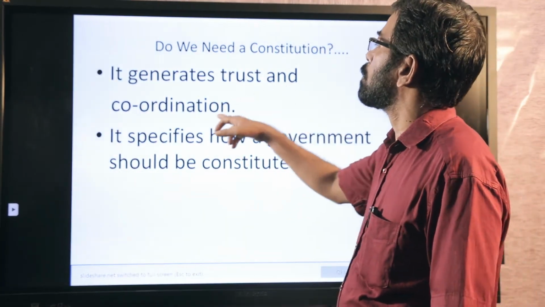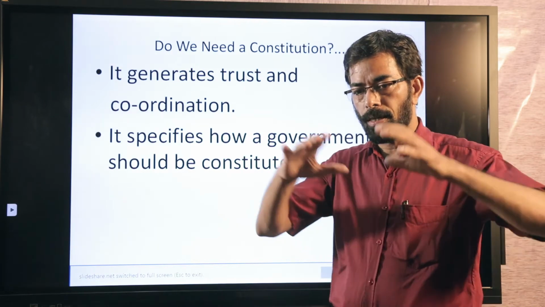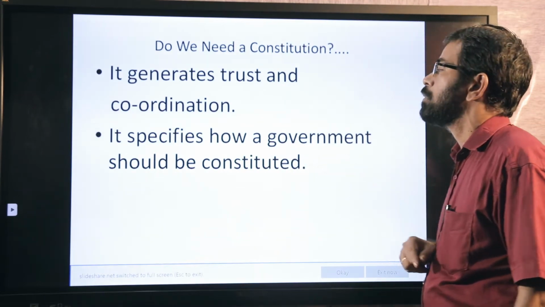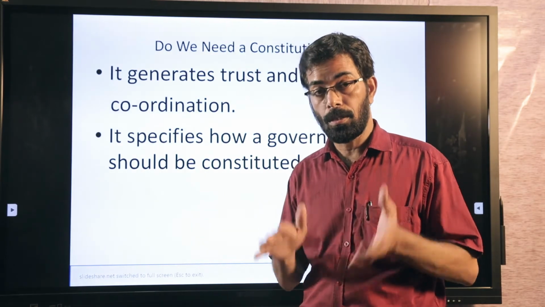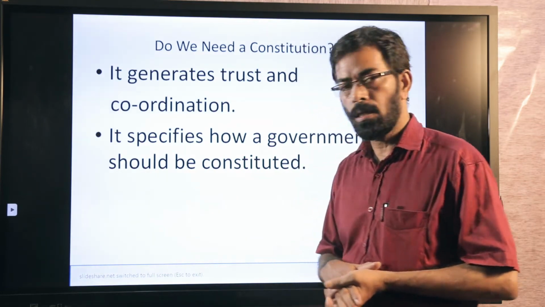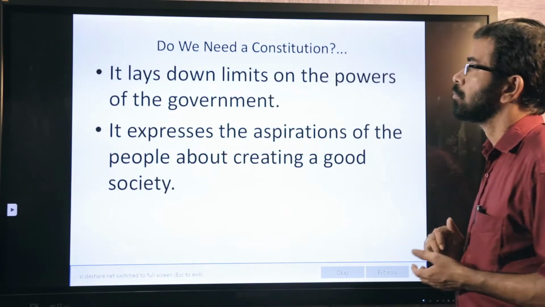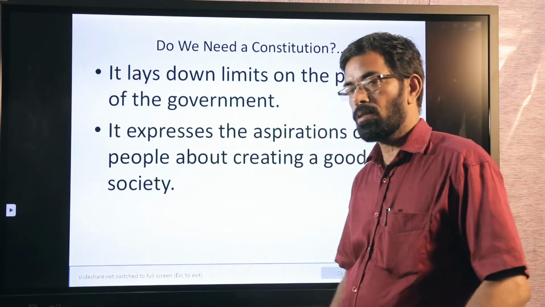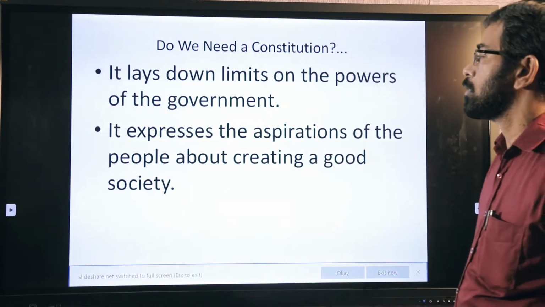It generates trust and coordination. So the constitution is the binding glue that coordinates the entire people together. It specifies how a government should be constituted. How a government has to be constituted, what should be the nature and character of a government, the structure of a government, everything is very clearly mentioned in the constitution. It lays down limits on the powers of the government. We already discussed, it puts control over the government. It expresses the aspirations of the people about creating a good society.